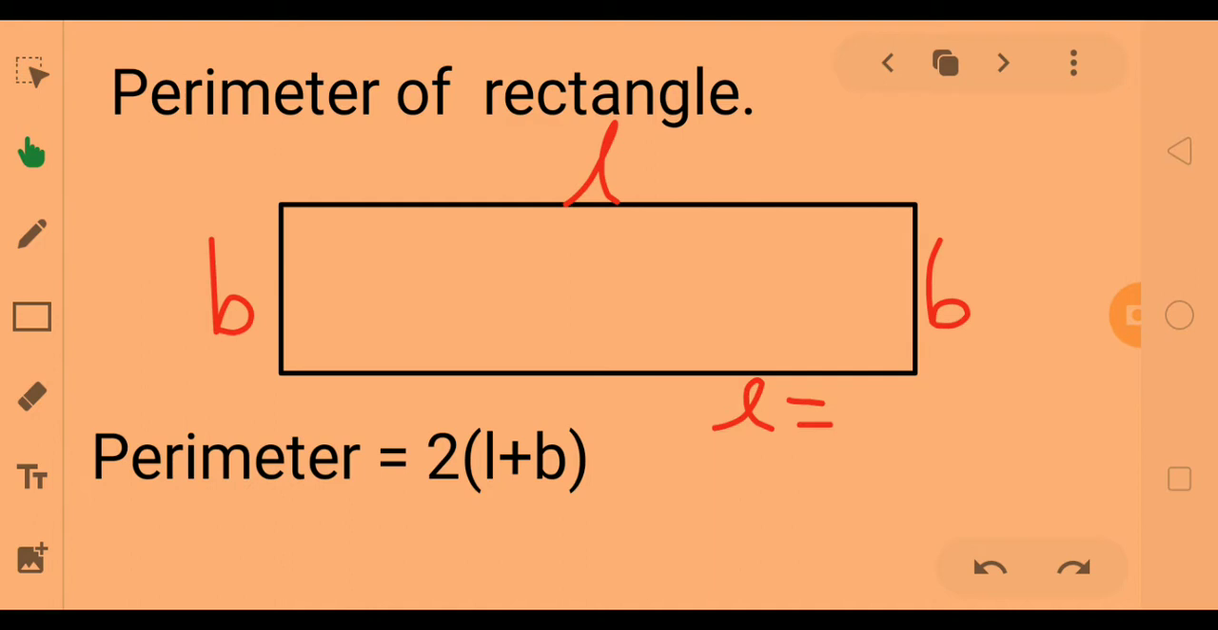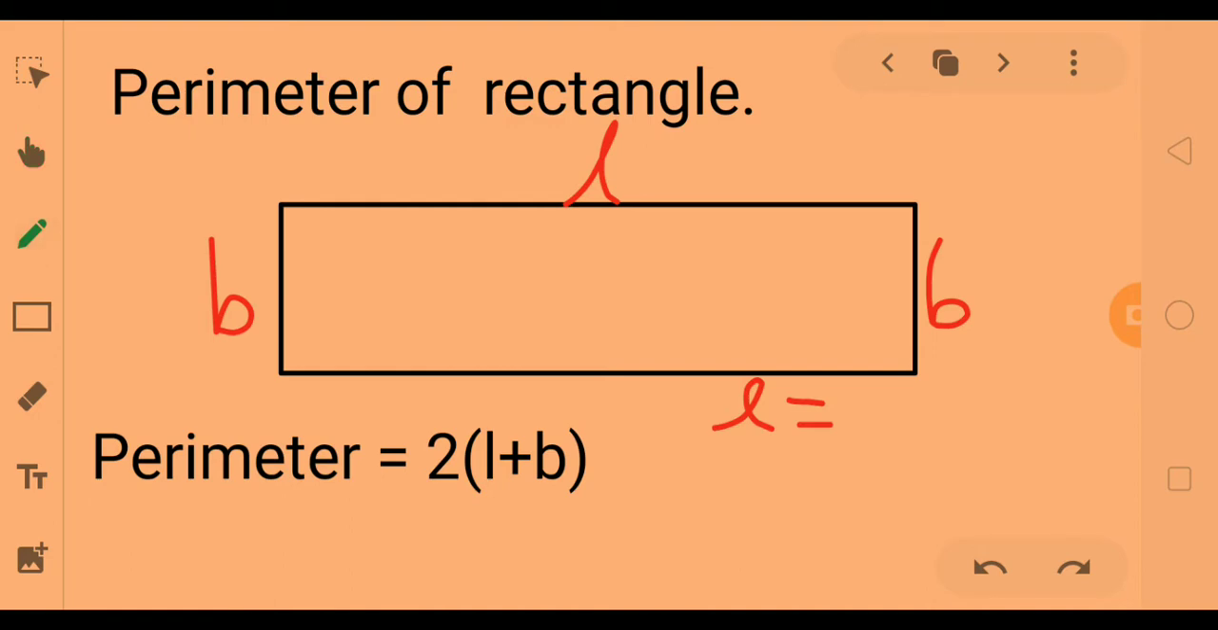First of all, calculating the perimeter of a rectangle. Here we will use a formula that is 2 times (L plus B), 2 times (length plus breadth). So in order to calculate, we use this formula.